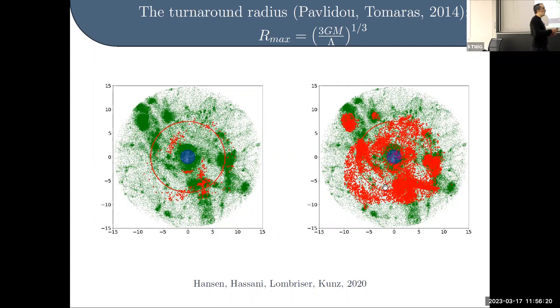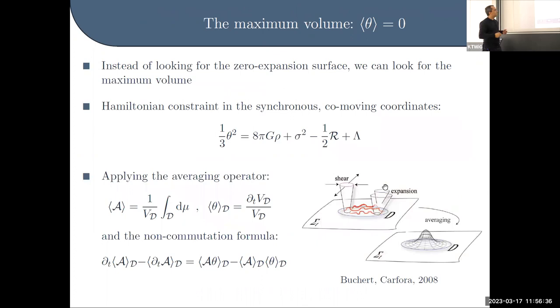And since we're talking about extended objects, averaging is inevitably going to be used. And since we have the averaged equations and we have a closure condition, we decided to use all of these. So we will look at the Hamiltonian constraint with, again, this averaging operator. And as you can see, the averaged expansion is given by the condition that the volume is at its maximum. So we use, again, this non-commutation formula for the Hamiltonian constraint.